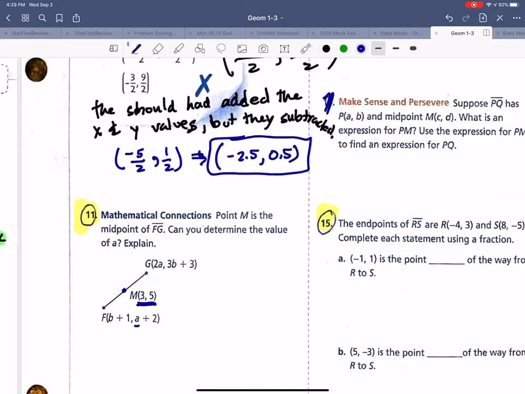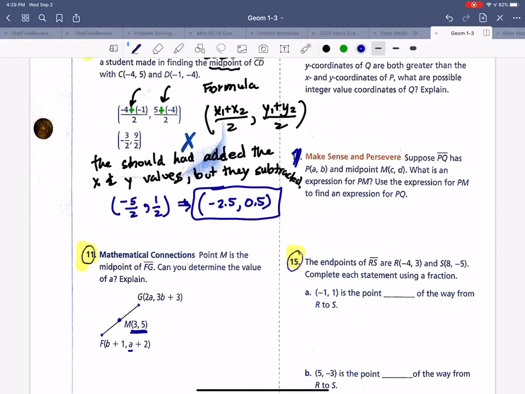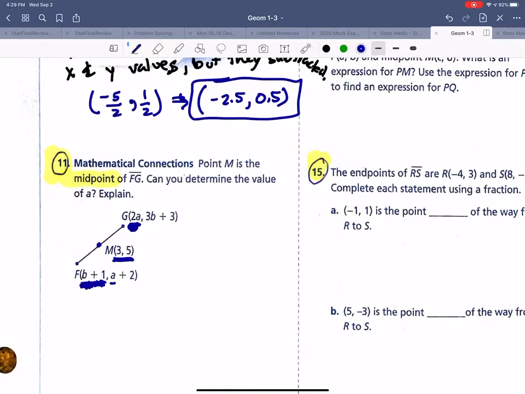Our formula is the same, right? We're finding the midpoint. I see in my vocab word midpoint, right? So I know I'm going to add my x values. So here's one x value and here's another x value, and they're letters instead of numbers. So that's why it's algebra. So let's add those two together. Add the two x values, 2a and b plus 1. And then we're going to divide by 2.